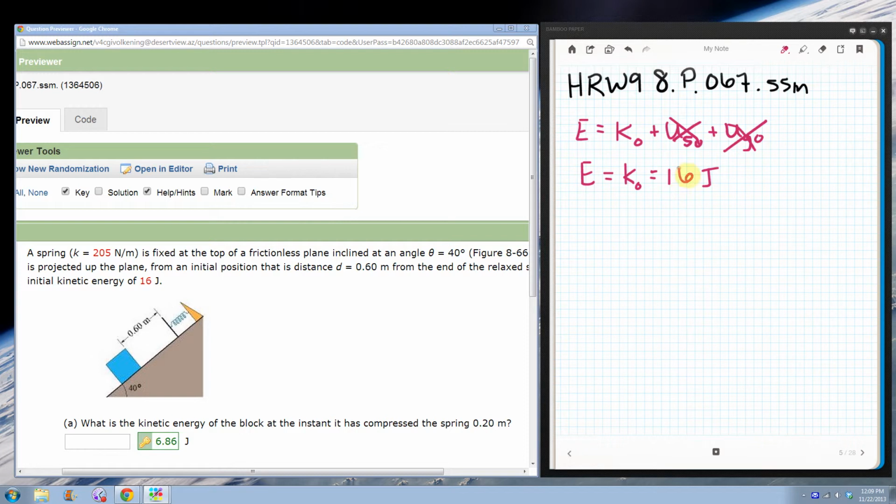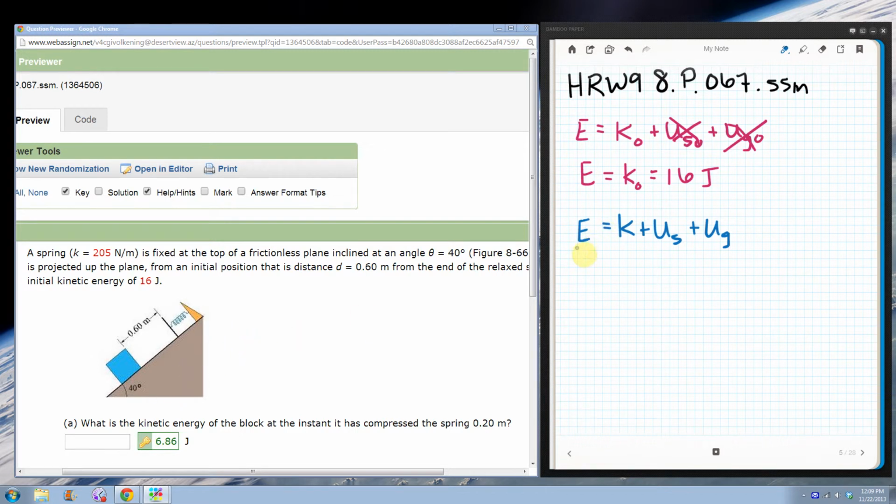Okay. I need that to stay the same when the block has been compressed 0.2 meters as well. So we do the same thing again. All right, the total energy has to equal the kinetic plus the potential energy in the spring plus the gravitational potential energy. Okay, but this time the spring is compressed, so there's going to be something here, and the block has gained height. It has gone up. I have to figure out how much, but it has happened. So I'm going to get a number for that as well.